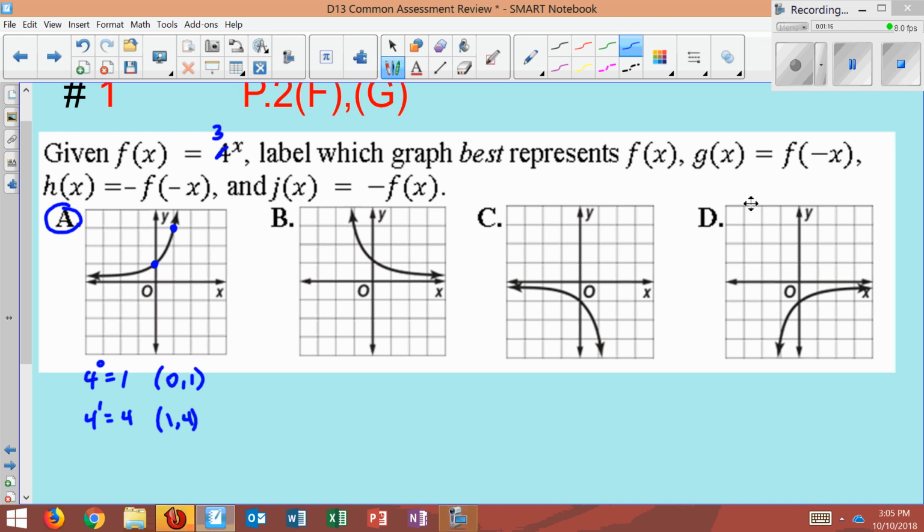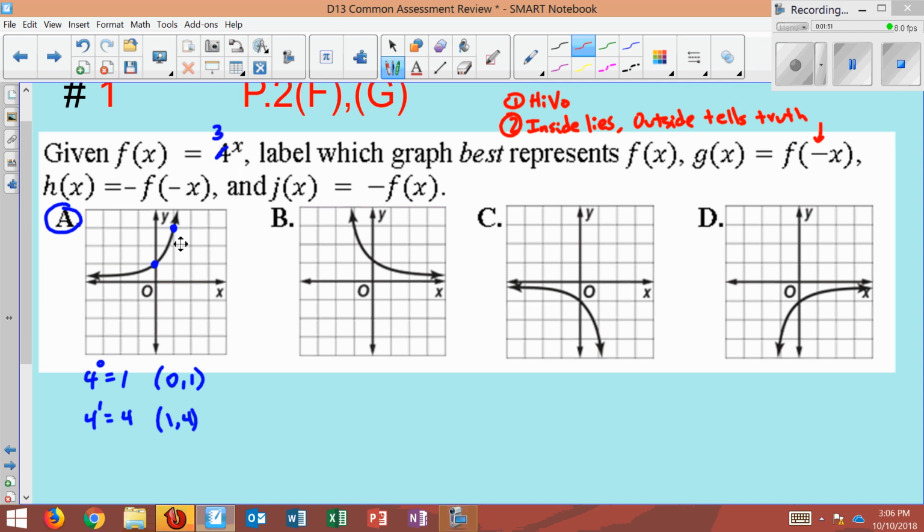Now, as we go through the rest of these, we start looking at transformations. For g, you have a negative on the inside. So according to the first rule of transformations, HIVO, horizontals inside, verticals outside. And the second rule, if you remember, is that inside lies while outside tells the truth. So this is an inside reflection. And what that means is anything on the right will go left, anything that's left will go right.